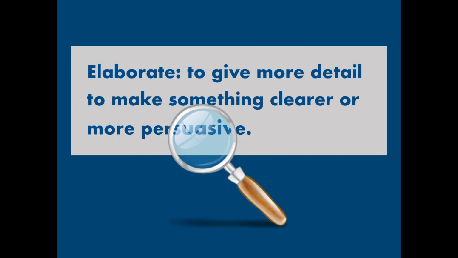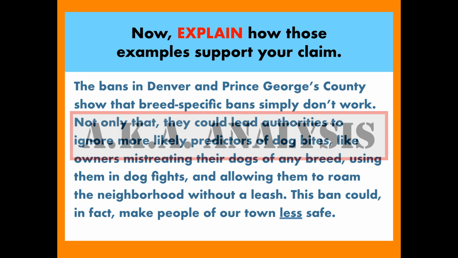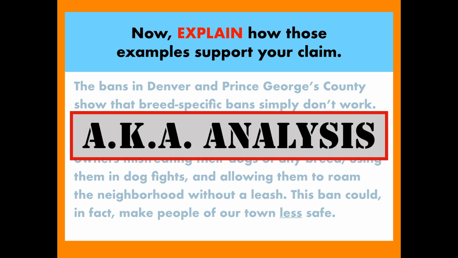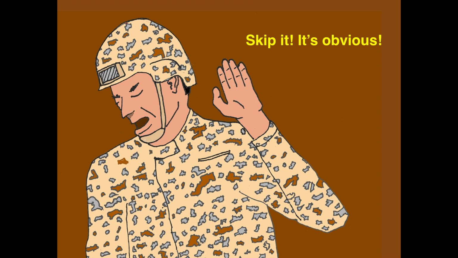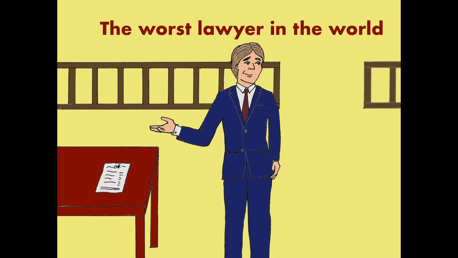To elaborate means to give more detail to make something clearer, or maybe make it more persuasive. In that part about ignoring likely predictors, we gave more detail about why a ban might actually produce the opposite effect. Another name for this explanation part is analysis. Based on some student essays I've seen, some beginning writers don't think it's necessary to give that explanation. They're wrong. I always tell them about the worst lawyer in the world.